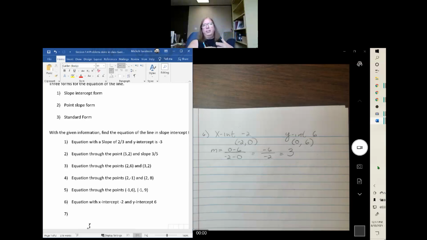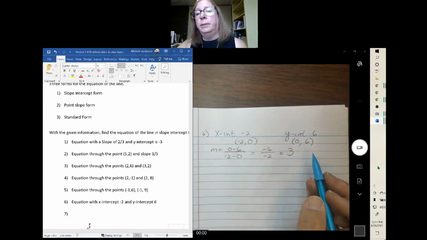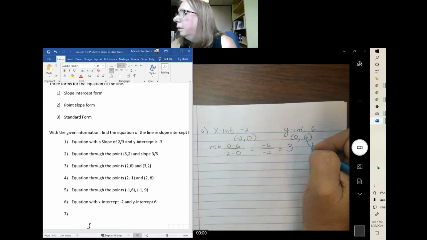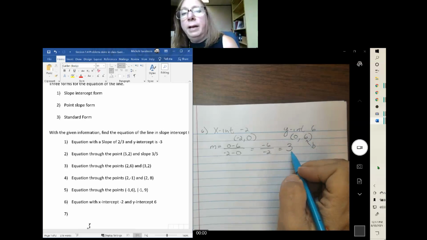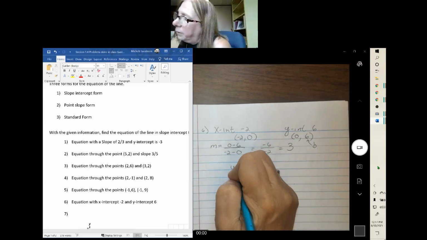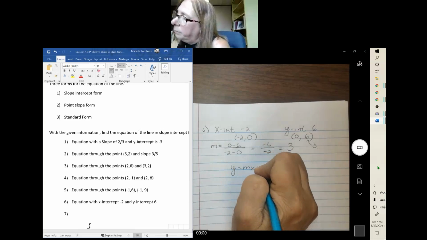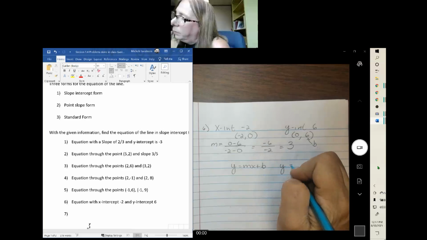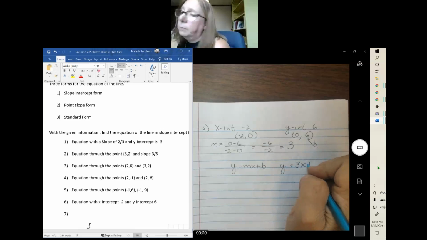Now there's a little shortcut here, especially if you have fractions. Notice they're giving us the y-intercept. This is our b. And this is m. We don't have to use y minus y1. We could use y equals mx plus b. So that's y equals 3x plus 6.